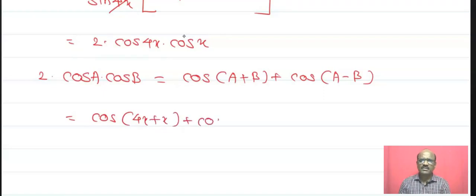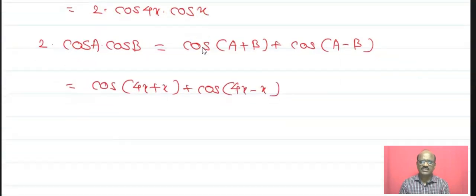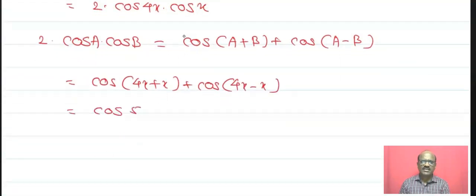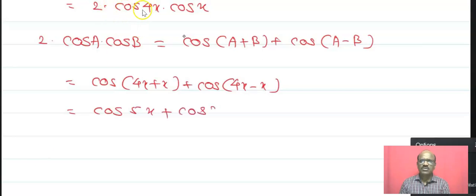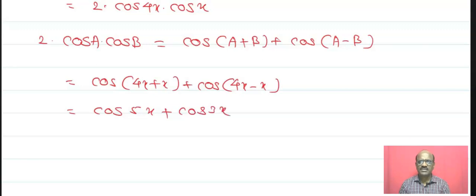Therefore, now here 2 times cos of 4x and cos x. Here A is 4x and B is x. That is equal to cos of 4x plus x plus cos of 4x minus x. And that's why you will get cos of 5x plus cos of 3x.